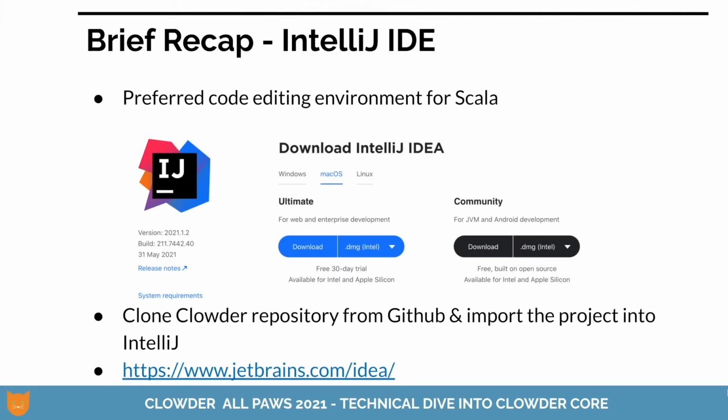So again, JetBrains IntelliJ IDE is our preferred code editing environment for Scala, and thus for the Clowder Play application framework. There is a free community version, and I think many of the features that you'll see in this presentation are accessible. All you have to do is clone the Clowder repository from GitHub and then open IntelliJ and import the project into it, and you'll be able to benefit from the shortcuts and the project structure things that IntelliJ has built in. The developer overview has some specific examples, but one that I'll show in a few minutes here is to use Control-click on the use of a function, and you can jump straight to the definition of that function, which is very handy.